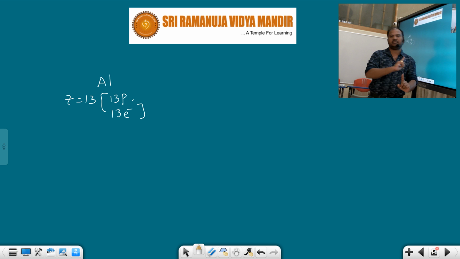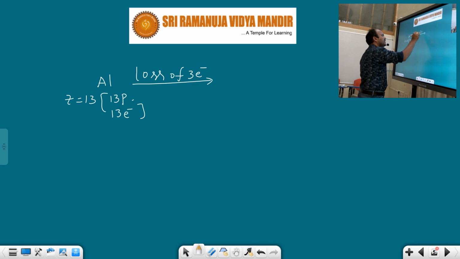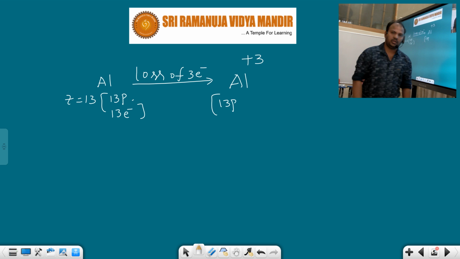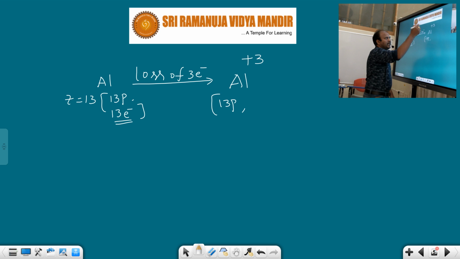Okay, this aluminum is a metal, capable of losing how many electrons? 3 electrons. The aluminum symbol is Al. When aluminum loses 3 electrons, then what will happen? Proton number is always the same, because protons are present inside the nucleus, so we can't disturb them. 13 protons. But out of 13 electrons, how many electrons are donated? It loses 3 electrons. So it has only 10 electrons.